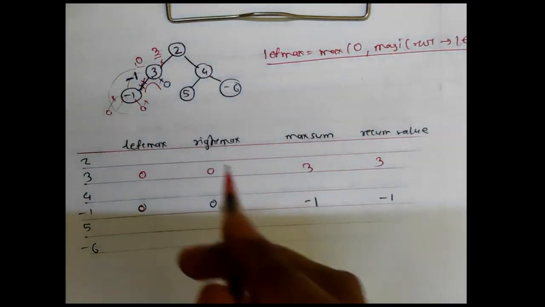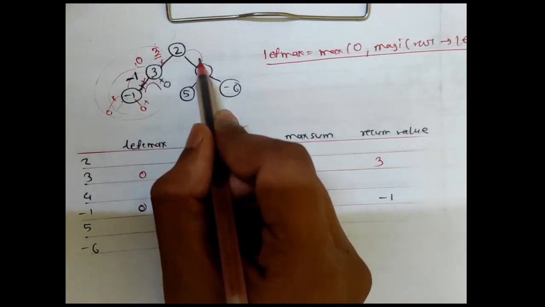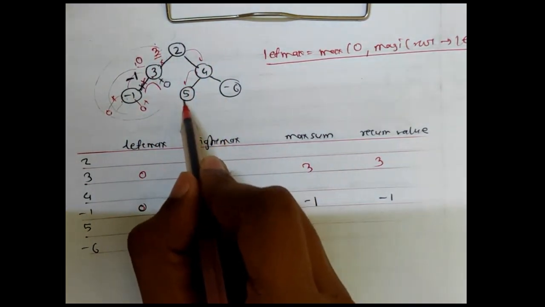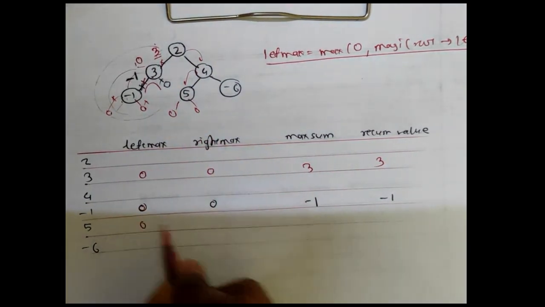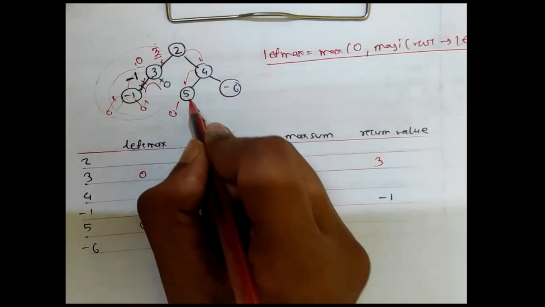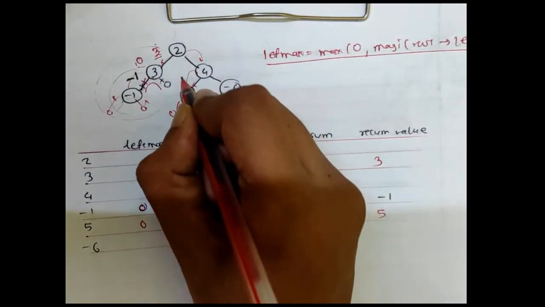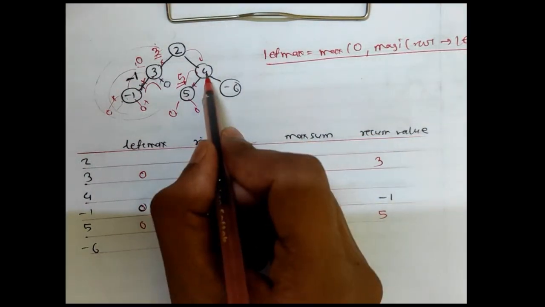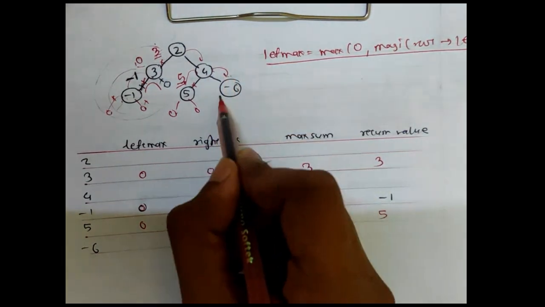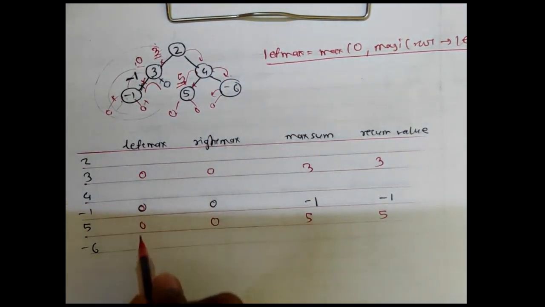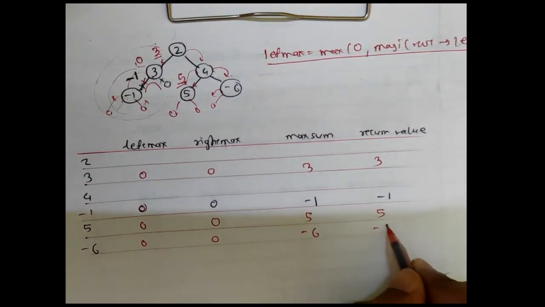This is returned. For 2, we get left max, which is 3. For right max, this will go to here. Again left, this, so 5. For 5, left max is 0, right max is 0, and the maximum value will be 0, 5, 0, which is 5. And the return value will be 5. So this will get crossed. 5 is here. For 4, left max is calculated as 5, and the right max is -6. So again left, which is 0, 0, max sum is -6, and the return value is -6.